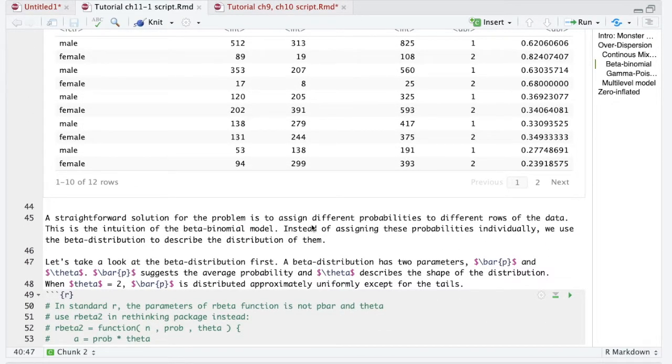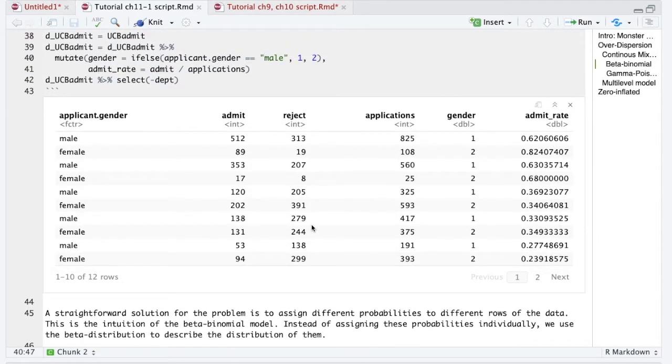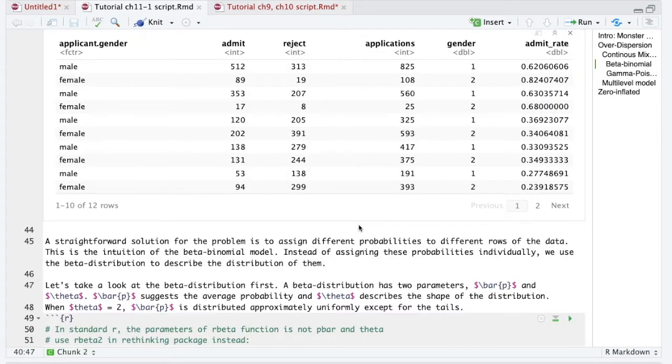A very straightforward solution for this problem is to assign different probabilities to different rows of the data. We know that maybe they're applying to different departments, but we don't know which department they apply to. But we can estimate the admit rate row by row. Estimating the probability row by row is actually the intuition of the beta binomial model.